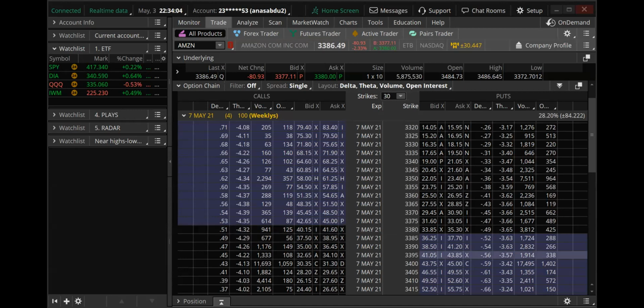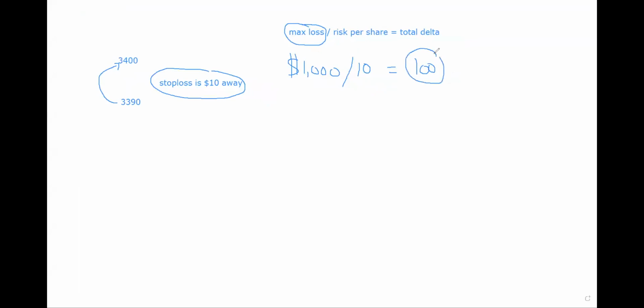Now going back to the whiteboard here, the formula tells me that my total delta is 100, which means that I can only get a maximum of 2 contracts. Why? Because 50 times 2 equals 100. If I get 3 contracts, my total delta would be 150, which means that I'm going over my risk. And what I even recommend, just to take it a step further in order for you to protect your money and make sure you don't lose more than what you're supposed to, I would recommend to stay under the total delta.